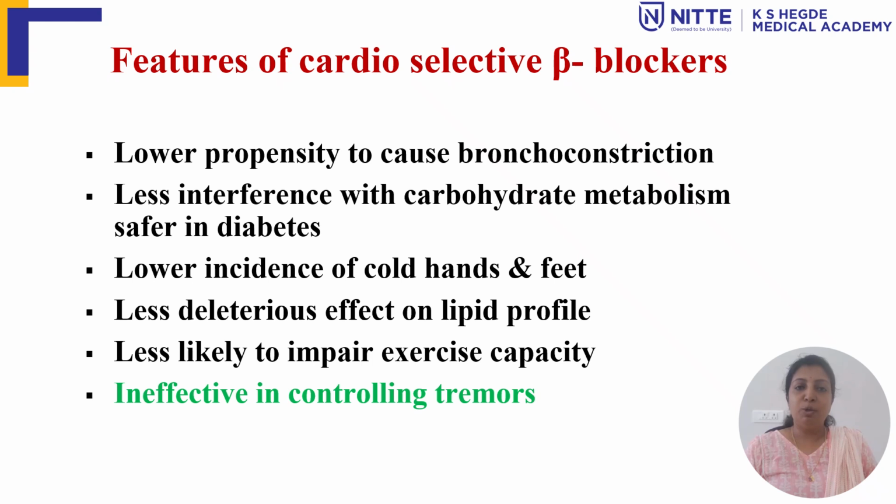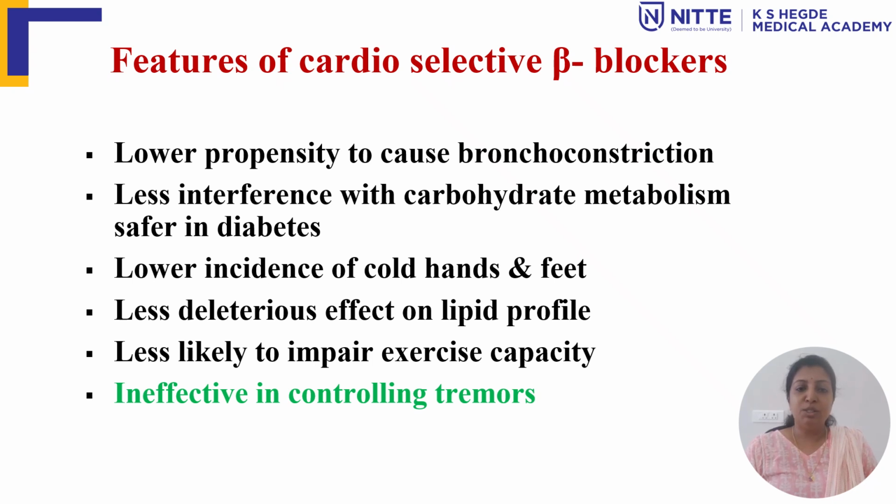They have a low propensity to cause bronchoconstriction. Beta 2 receptors are present in the bronchial smooth muscle, and if you block them, there will be bronchoconstriction. Because beta 2 receptors are not blocked and only the beta 1 receptor is blocked, there is a lower propensity to cause bronchoconstriction. There is less interference with carbohydrate metabolism. Glycogenolysis is not inhibited, so they are safer to use in diabetes patients.